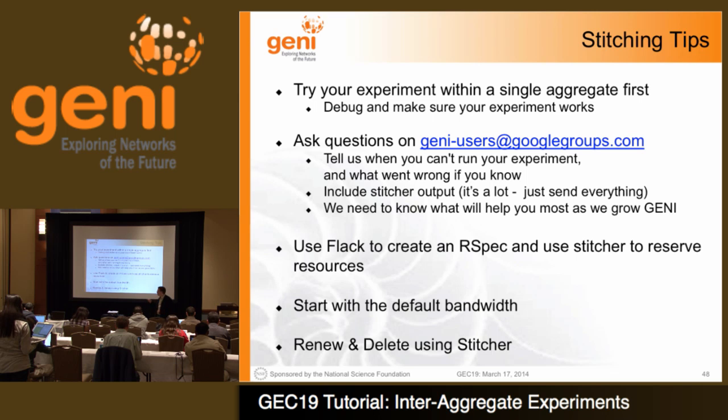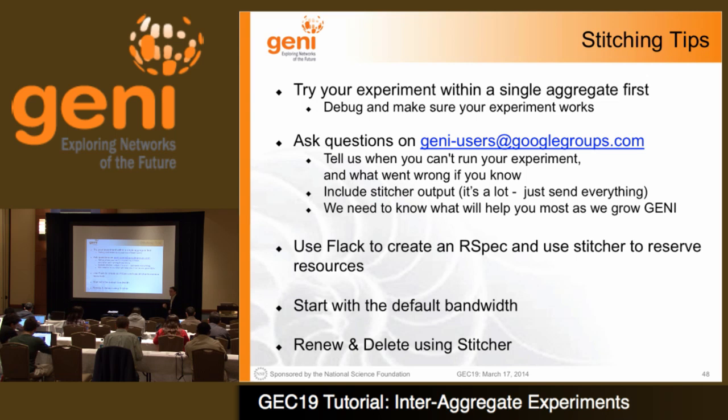One of the key things to remember is it's just resource reservations, right? Stitching is just resource reservations. If you've reserved resources at an aggregate, you've done most of what's involved in stitching. The only difference is you're also asking for a VLAN connection to one of those nodes. Everything else is just like resource reservations you've done before.